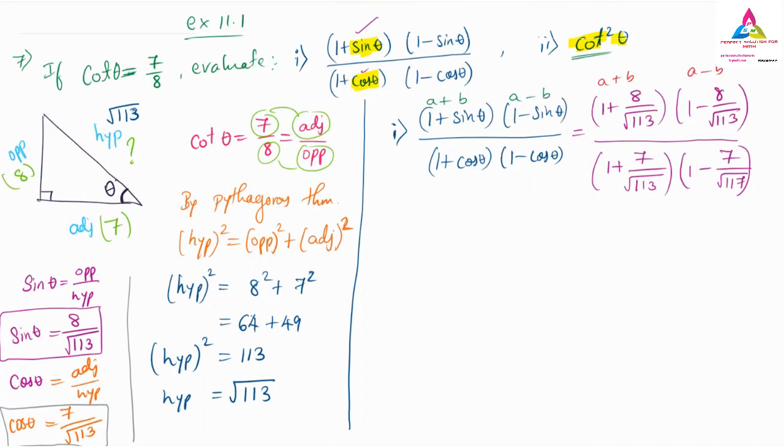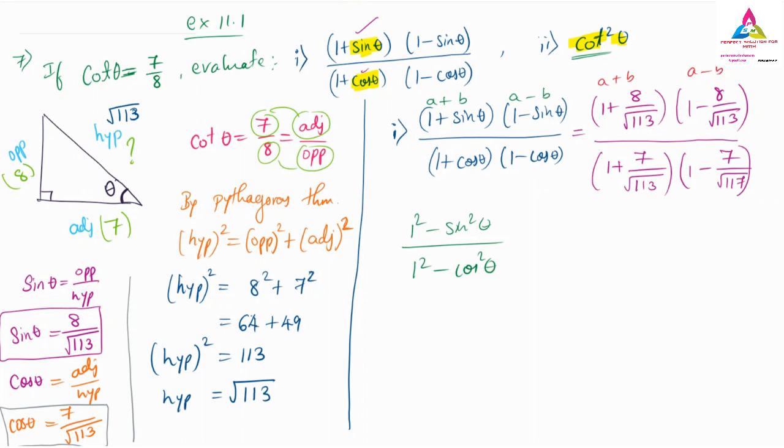What is a plus b into a minus b? A minus b whole square. Yes, a square minus b square, not a minus b whole square. A plus b into a minus b is a square minus b square. We can apply that here and write 1 square minus sin square theta, divided by 1 square minus cos square theta. That can also be written.